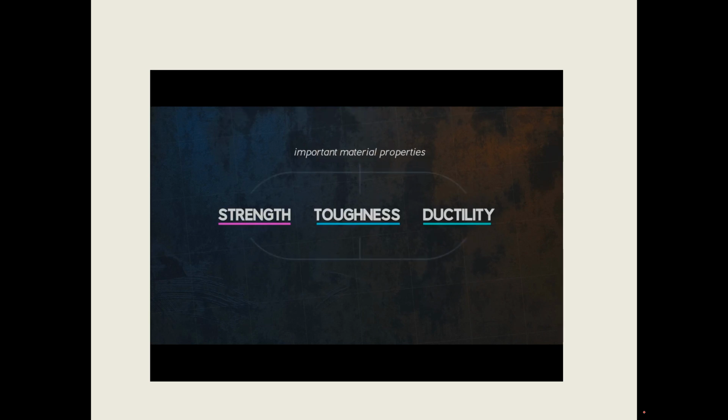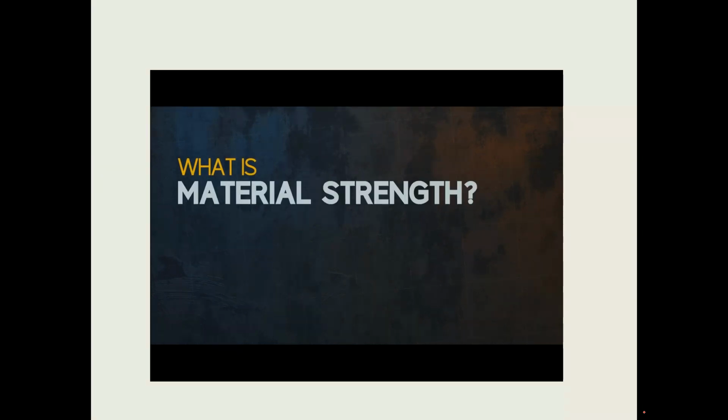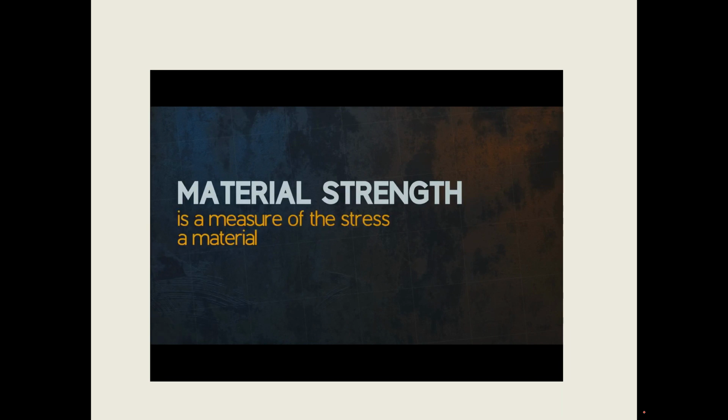Let's get started. Strength is a measure of the stress a material can withstand. Two different values are typically used to define the strength of a material, the ultimate strength and the yield strength. Let's define them by taking a look at the stress-strain curve obtained from a tensile test.